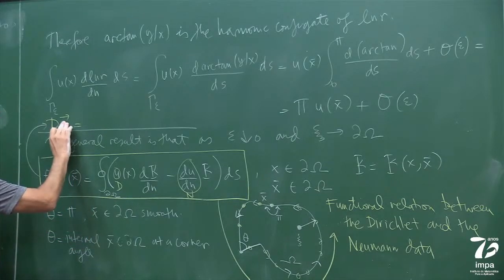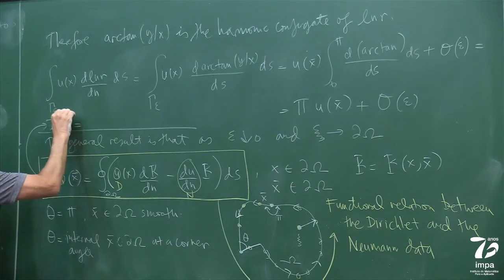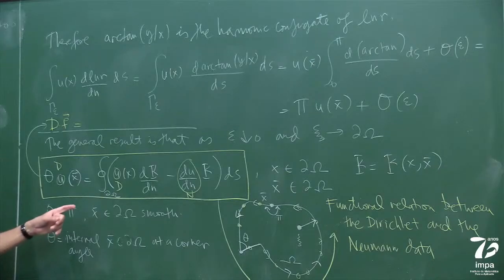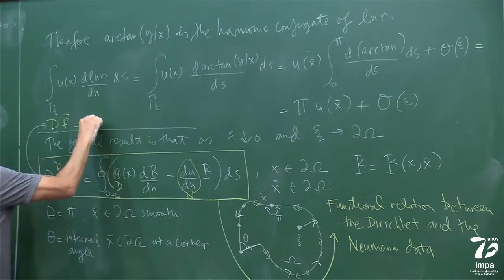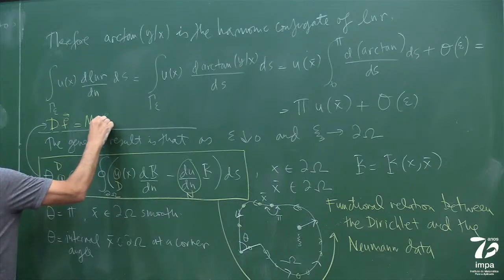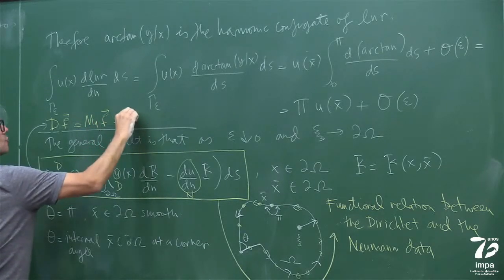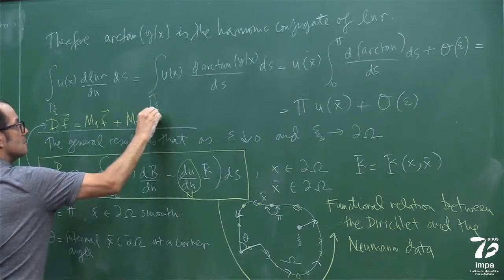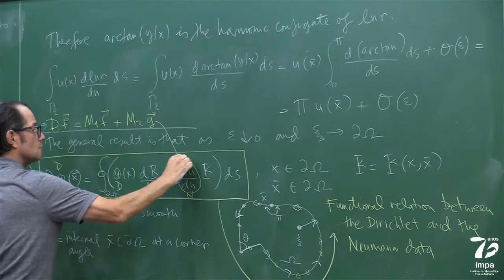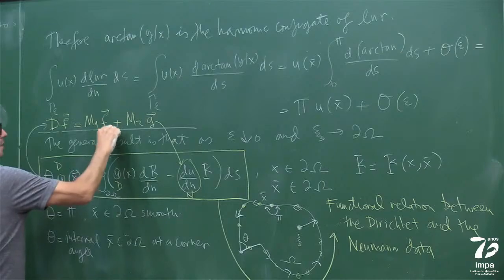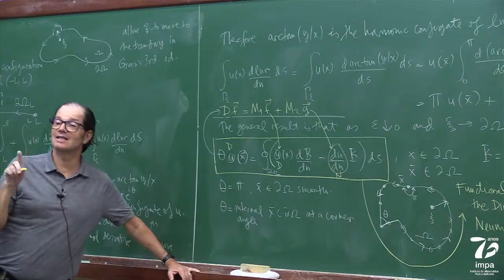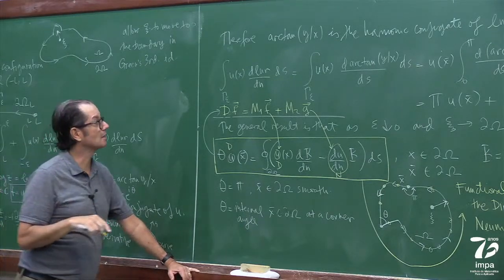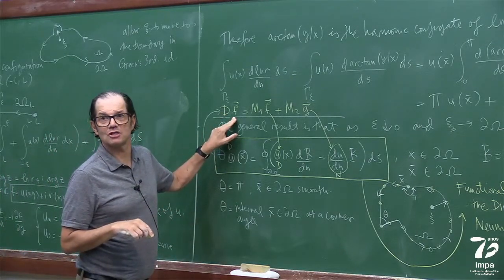let me change my notation. Let me call this vector f for Dirichlet data, okay, as I used before. Okay, so Dirichlet data, a vector f. This is going to be a matrix m1 times the vector f plus a matrix m2 times the vector g. So g is the Neumann data, and f is the Dirichlet data. So do you understand this notation I'm doing here?